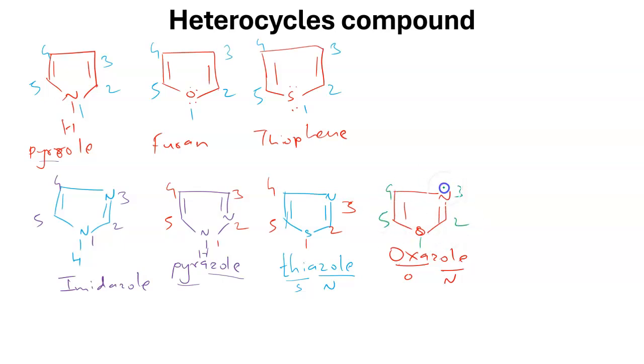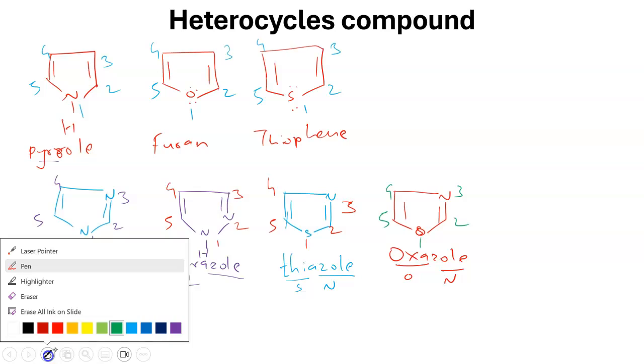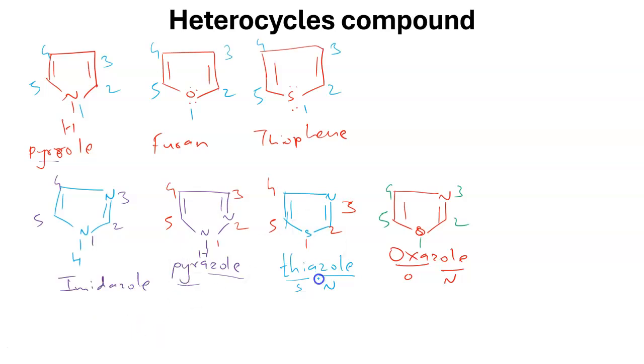We cannot start numbering again from this side, because we have to choose the heteroatom which is closest in the numbering. Next, there are the same examples of thiazole and oxazole. Suppose the name of the compound is isothiazole. Iso refers to the second number position, thia refers to sulfur, and zole refers to nitrogen. So it will have the nitrogen at the second number position. So they will always be referred to as iso.